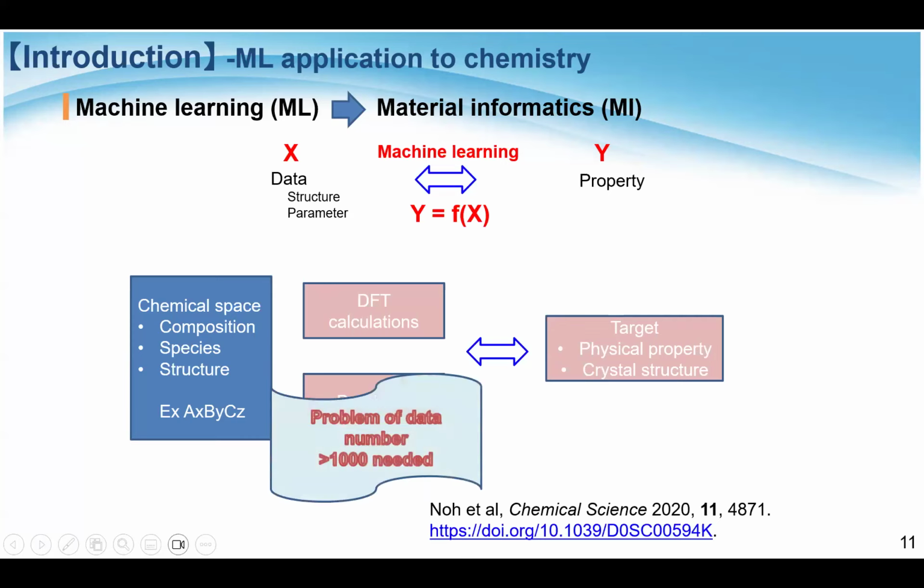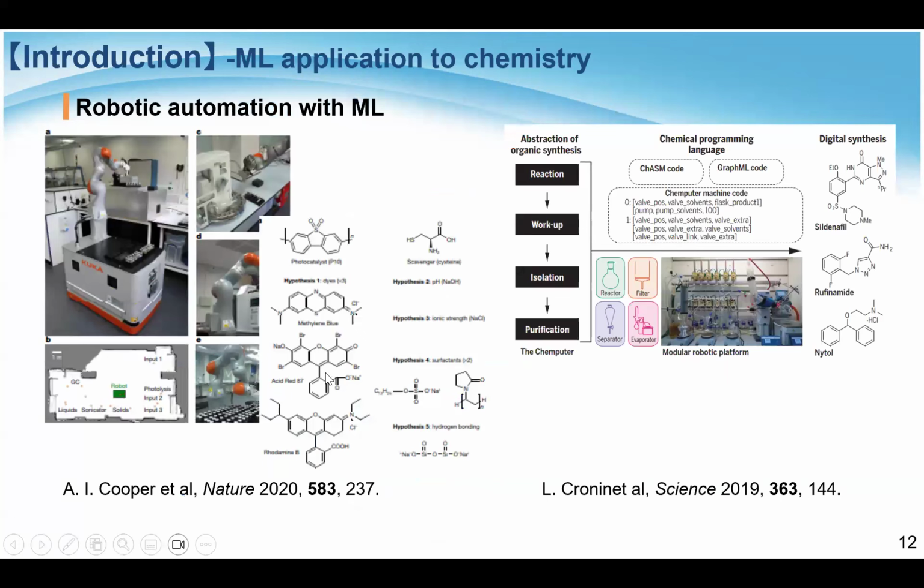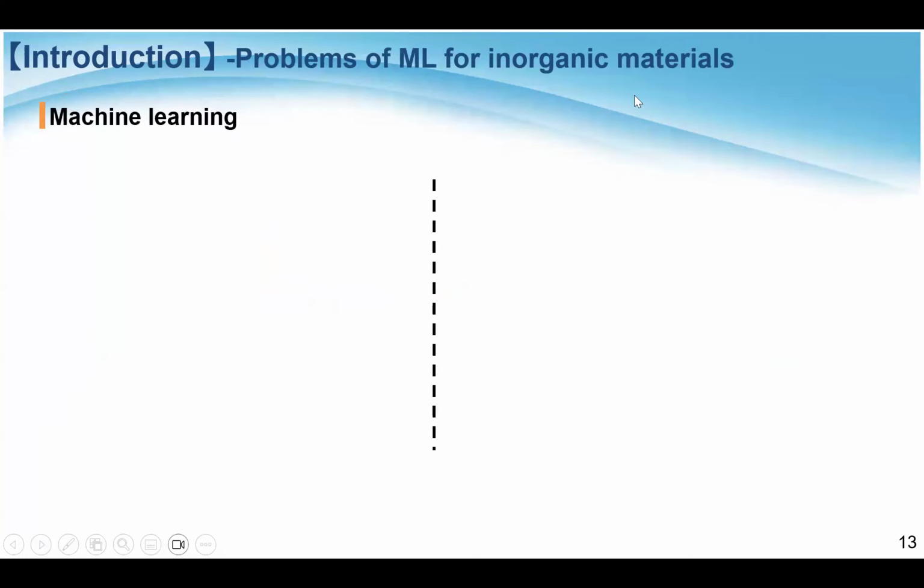However, in many cases of MI applications, the problem is the data number, because it usually needs more than 1,000 data. So in the research trend, to increase the number of data, robotic automation has been developed to automatically increase the number of data of the chemical synthesis. However, when we think about inorganic materials, there are several other problems in machine learning.